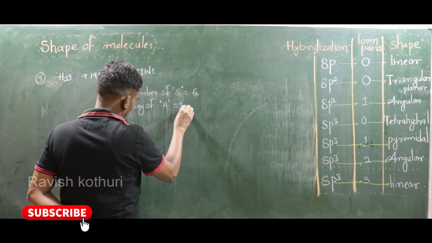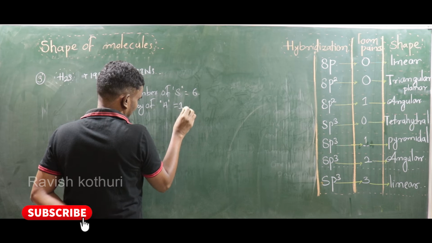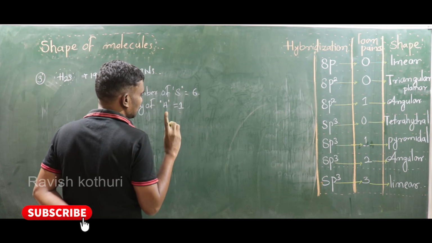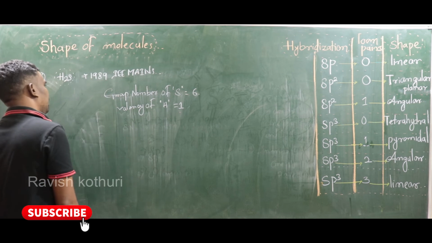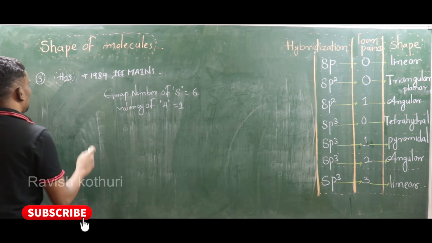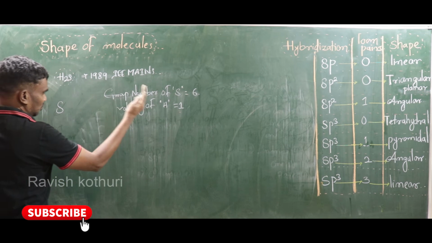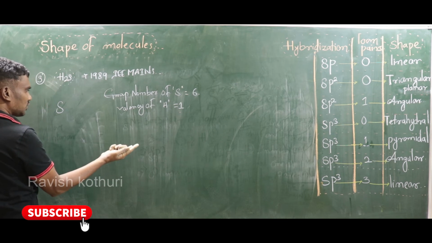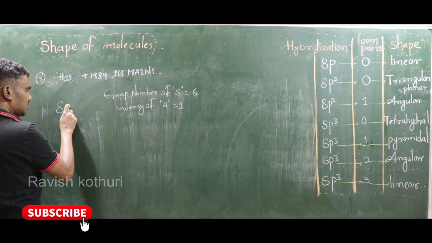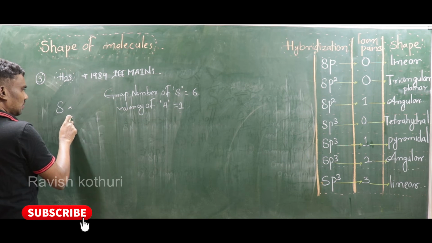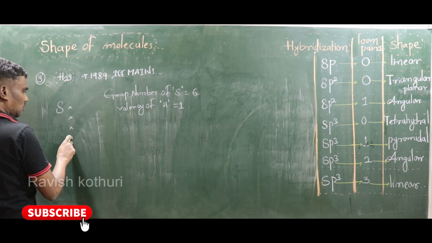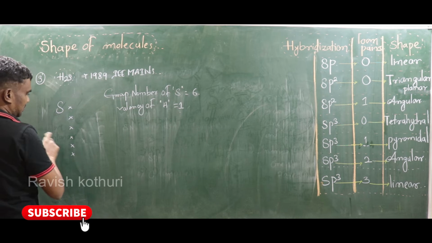See, valency means combining capacity. If valency 1 means it makes only single bond, right? Remember that point. That is very important. Here, sulfur. So sulfur's group number is 6. So how many valence electrons are present? Group number 6 means 6 valence electrons are present. 1, 2, 3, 4, 5, 6.